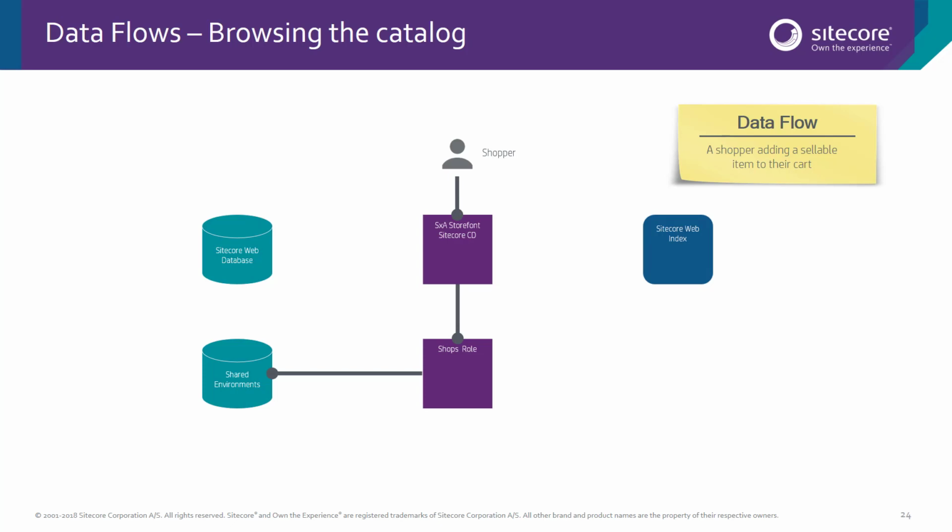A new cart line object is created, and the shops engine updates the cart to include this new cart line object. The shops engine persists the cart back to the database, and finally, the cart is returned back to the storefront and the updated data is displayed to the user.